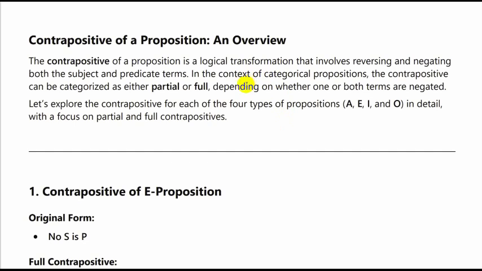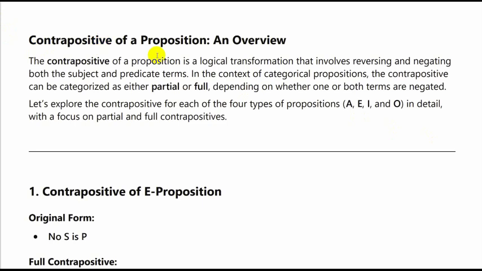So in the last video, I spoke about eduction and other immediate inferences. In that we covered conversion, obversion and obverted converse. Now in this video, we will look at contrapositive, the partial and the full type.